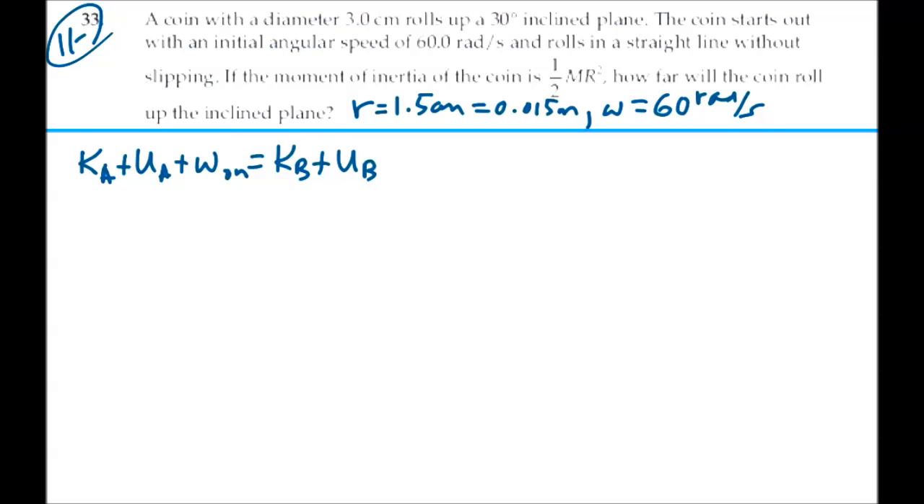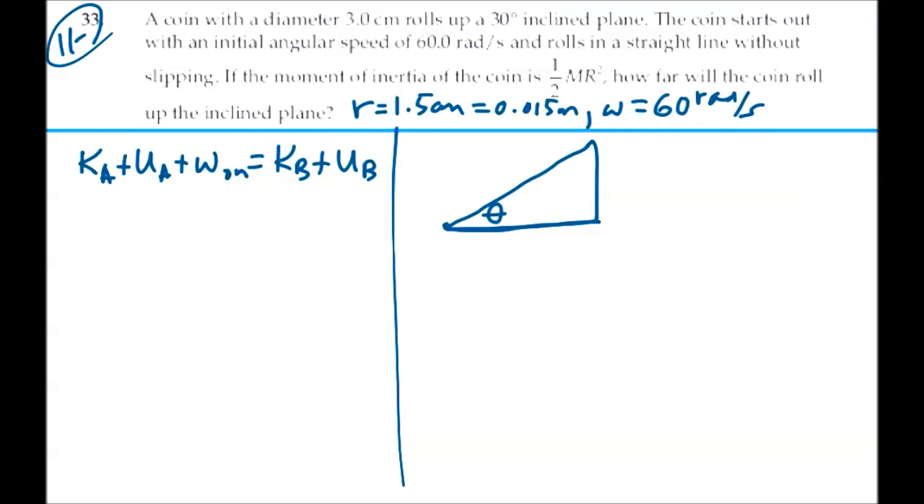Now if it rolls up the plane, and let's look at this as an inclined plane like this, at some angle theta, and here's point A at the bottom, here's point B at the top, here's our height h, and it goes some distance d, which is the length of this hypotenuse of this right triangle. So as it goes from A to B, all of its kinetic energy will go into potential energy at B. So we'll have no kinetic energy at point B.